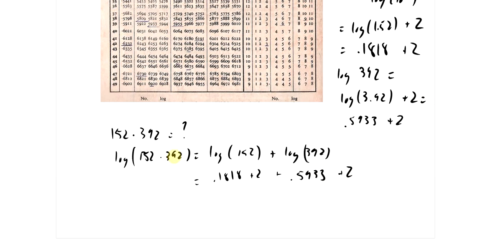So whatever this number is, it's going to have a 4 as its power, so it's going to be 10,000 something. And if we add these two together, you get 0.7751 plus 4. And so then all you have to do is go back to your table and look for 0.7751. It's not on this particular table, but that is log of 5.96.